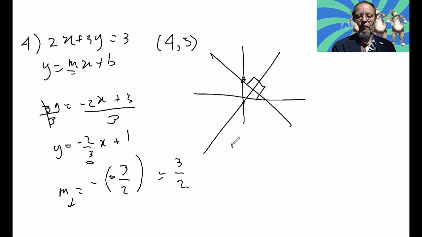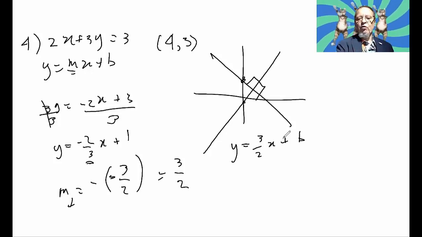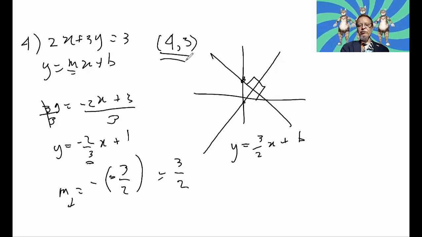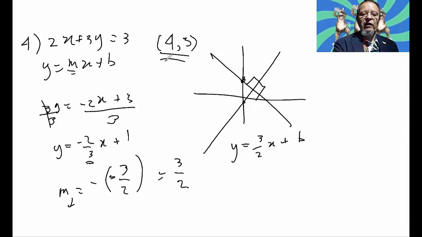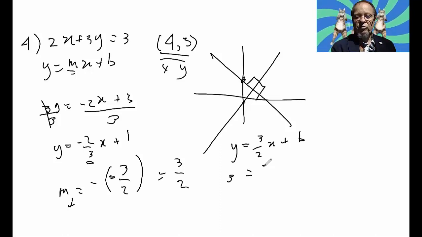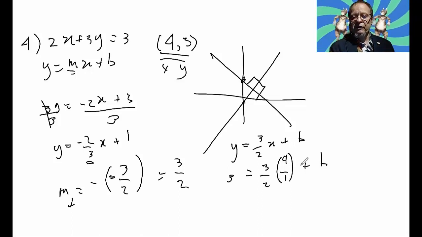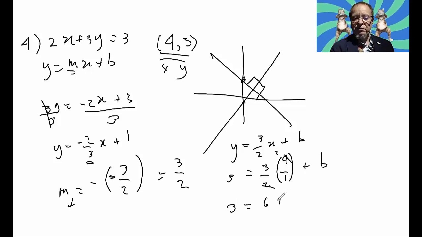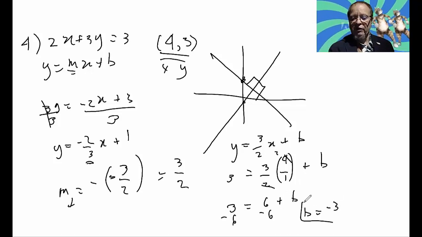So now I have my new line is equal to y is equal to 3 over 2x plus b. But I still don't know what my y-intercept is. I only know that we go through point 4, 3, but that's not a y-intercept. That's just a point. So I have to call again this one x, this one y, and then solve 3 is equal to 3 over 2, and I'll just write it 4 over 1 to make the math a little clearer, plus b, then 2, 2. So 3 is equal to 6 plus b, and then minus 6 minus 6, so b is equal to negative 3.